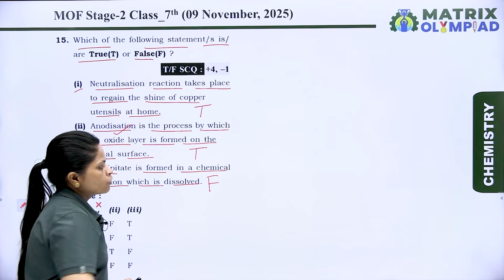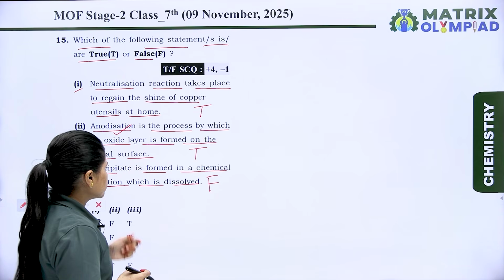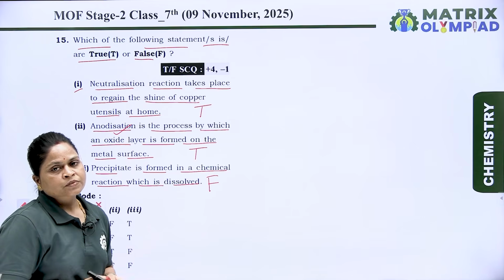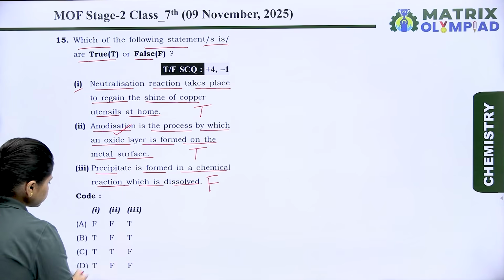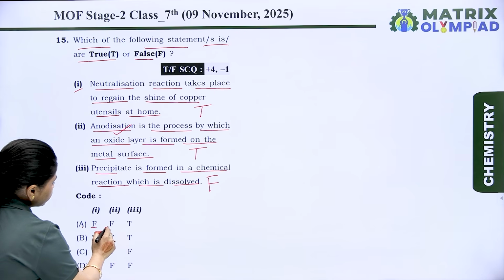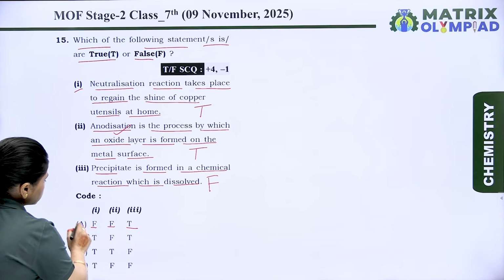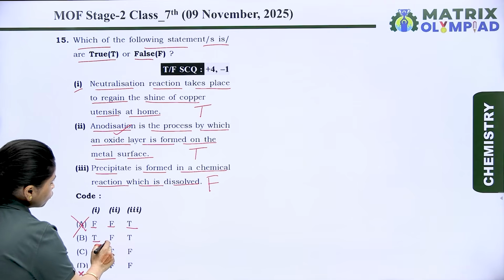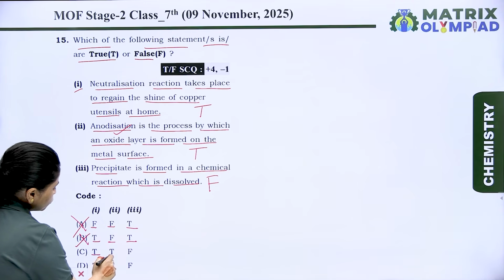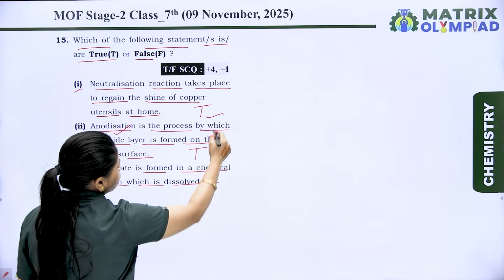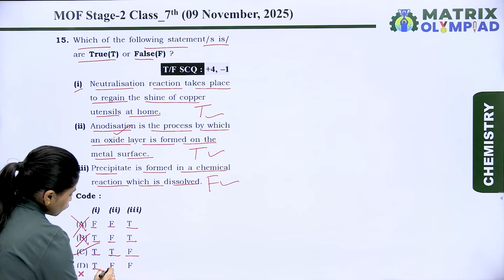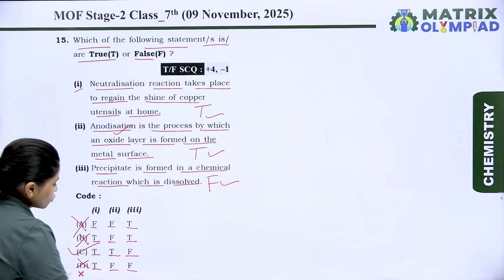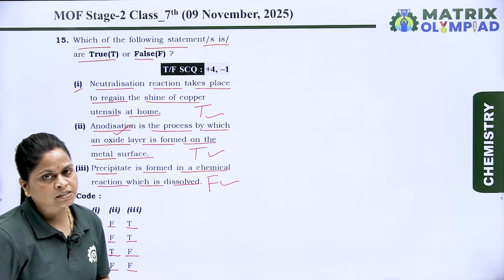No, this is a false statement because precipitate is an insoluble solid substance. So, this is false. Now, the options are A, false, false, true. No, this is wrong. B, true, false, true. No, this is again wrong. C, true, true, false. Yes, true, true, false is the correct option. And D, true, false, false. This is again wrong. So, the correct answer is option C.